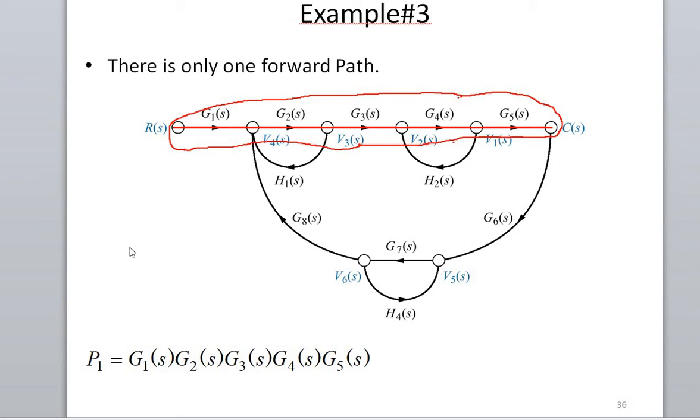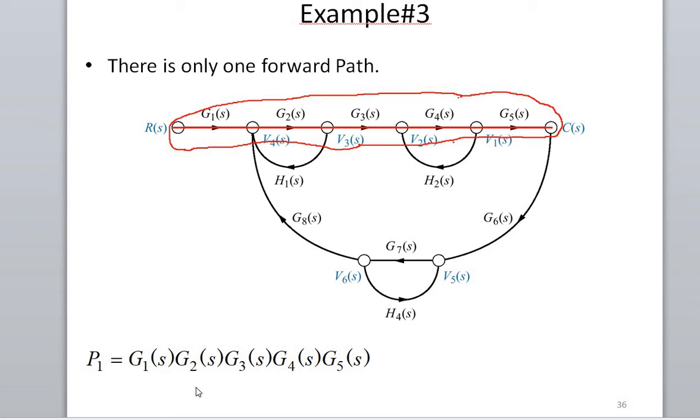Now the next step is to identify what are the loops in this signal flow graph. So the first step was to identify the forward path. You can see there is only one forward path, this straight line, and we can write the transfer function of that forward path.